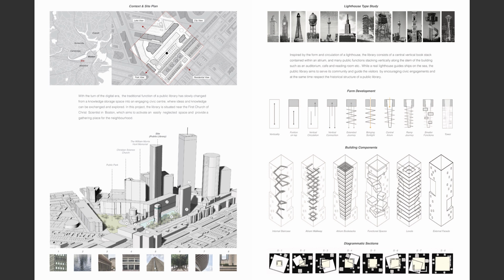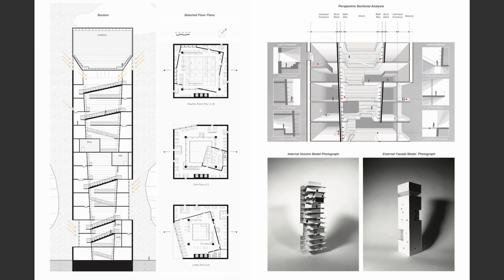Again, I started with some simple site analysis showing surrounding contents, and then did diagrams showing building types linking to form development. This is a public library design located in Boston. In the following pages, I showed section, plan, a cut perspective section showing some basic lighting conditions, and model photos showing both the interior structure and the exterior envelope of the building.